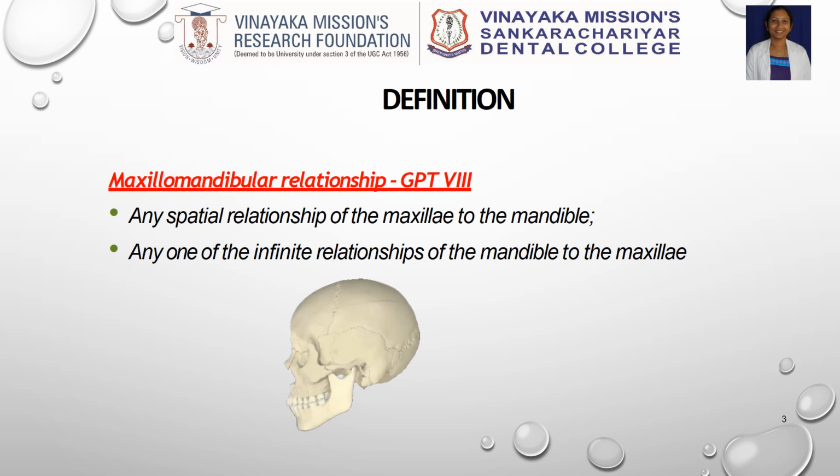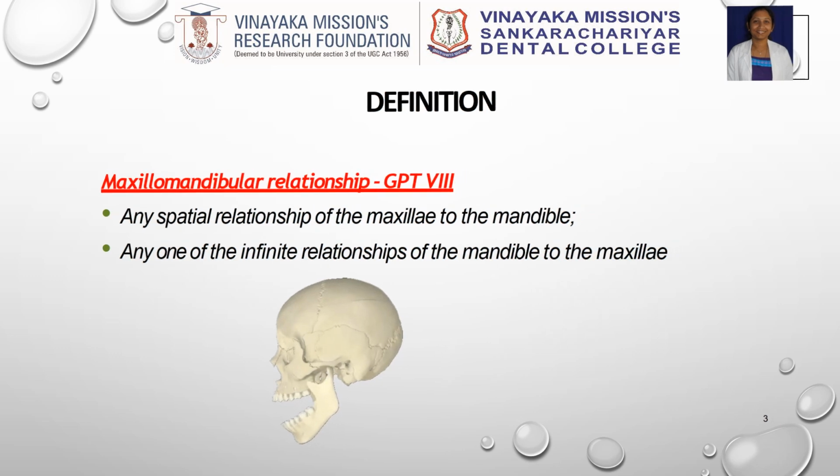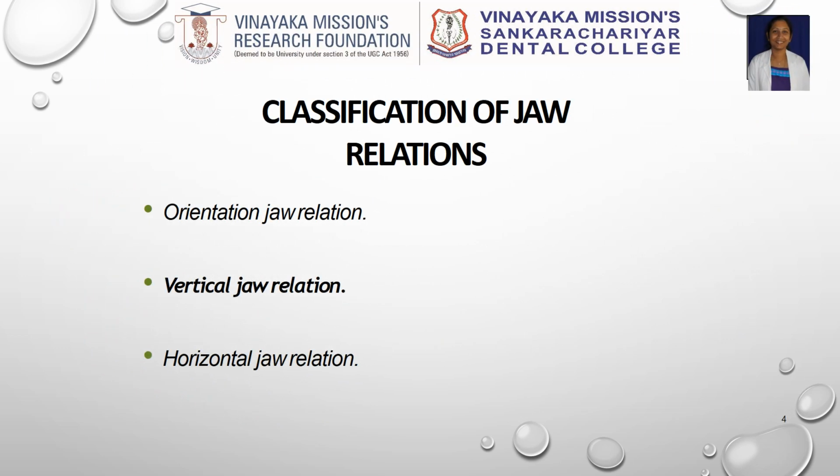Maxillomandibular relationship, according to Glossary of Prosthodontic Terminology 8, is a spatial relationship of the maxilla to the mandible and any one of the infinite relationships of the mandible to the maxilla. Jaw relations can be classified as orientation jaw relation, vertical jaw relation, and horizontal jaw relation. This presentation is on vertical jaw relation.